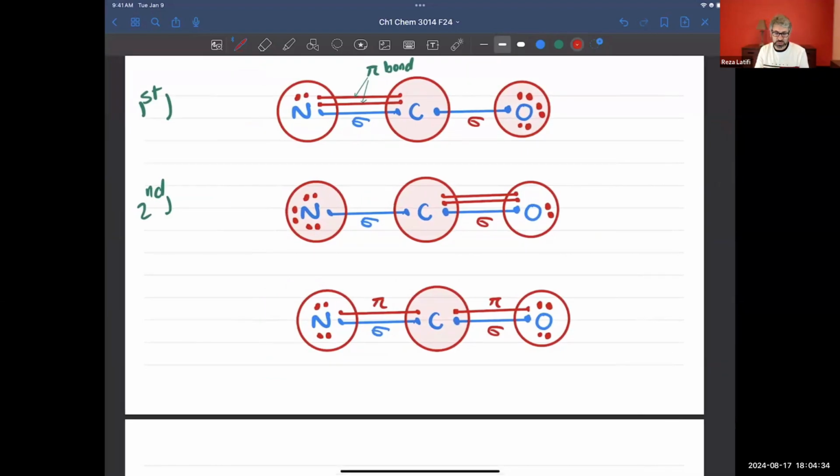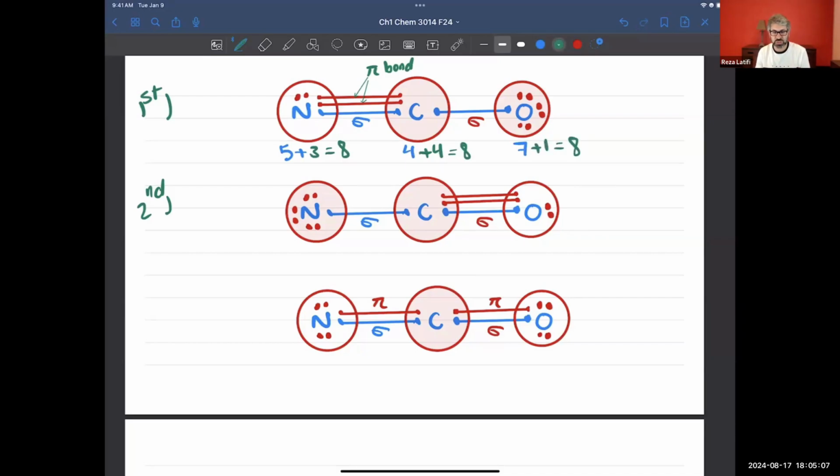Okay. So now let's check the octet rules. I see 5 electrons inside the circle for nitrogen. We made 3 bonds. That's 8. Carbon, I see 4 electrons inside the circle. We made 4 bonds with carbon. That's 8. Oxygen, there are 7 electrons inside the circle. We made only 1 bond with oxygen. That's going to make it octet.